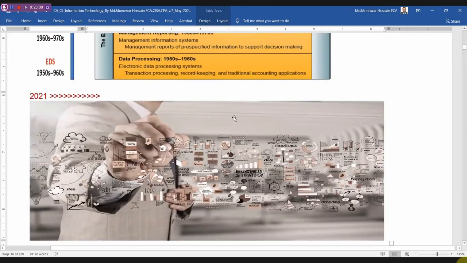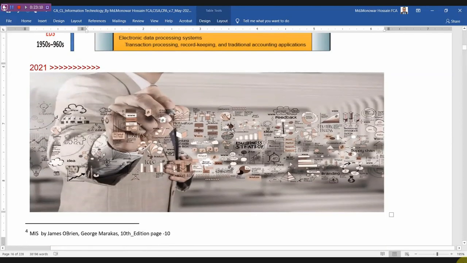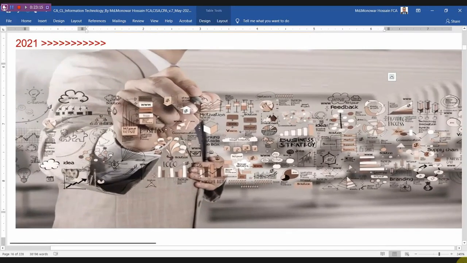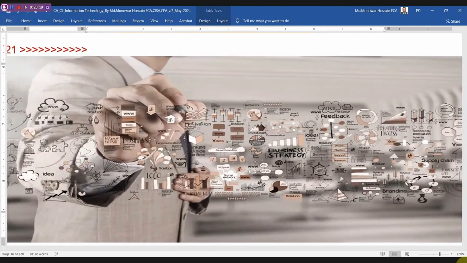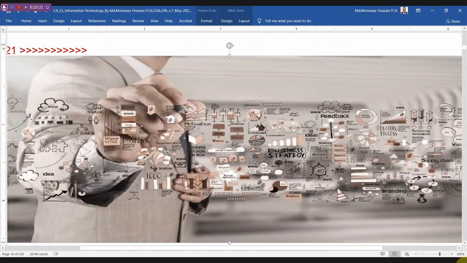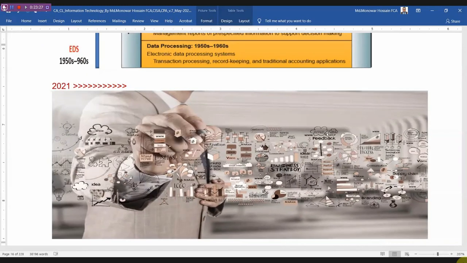So now the year 2021, different types of technology innovation, everything is within artificial intelligence, blockchain technology, etc. Everything is going on at this moment. So huge revolution comes to information technology.